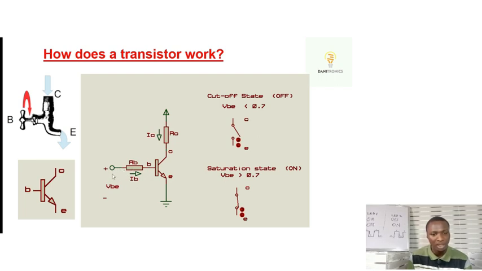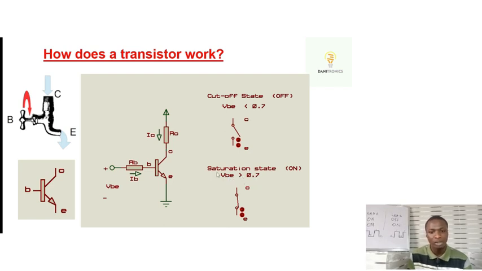Once you apply a voltage here greater than 0.7, the transistor is going to close. I've said a transistor works as a switch, so it's going to close and allow current to flow from the collector to the emitter. So the condition that controls the transistor is that you must apply a base-emitter voltage greater than 0.7.